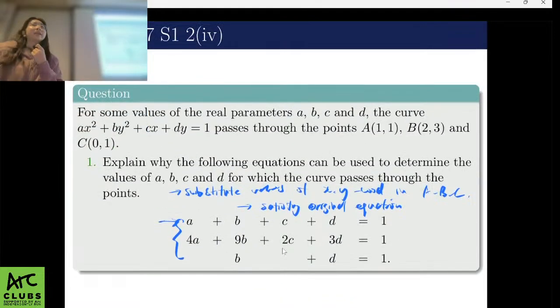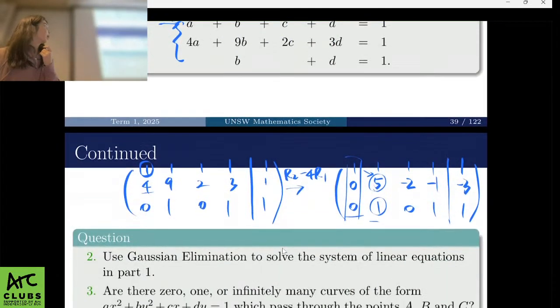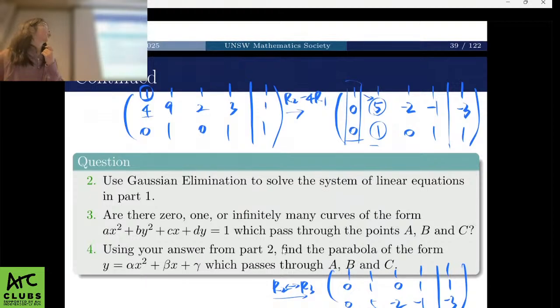This is also pretty intuitive if you just think about it. We have 4 variables, but we only gave you 3 equations. So we know that to solve 4 variables to get a unique solution, you at least need 4 equations, right? If you have any fewer, you're going to get infinite solutions. So this is why we'll be able to get infinitely many curves of this form.